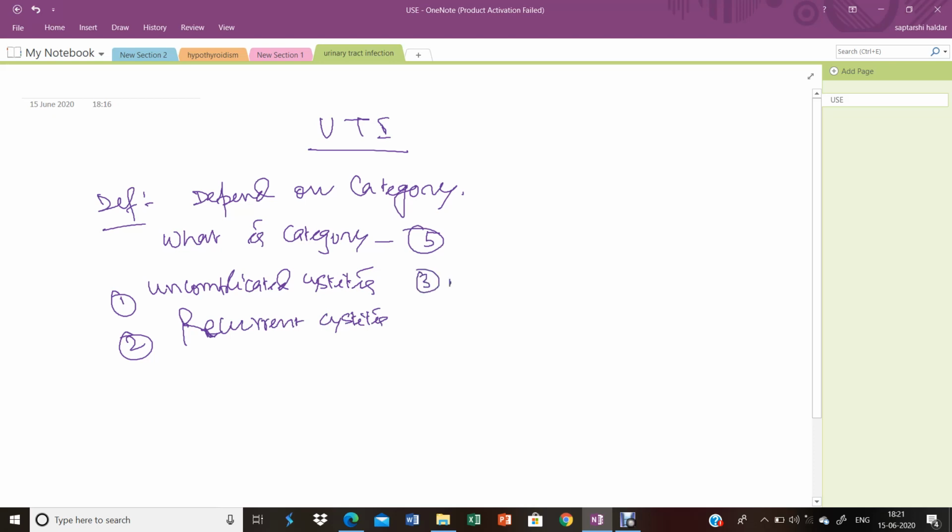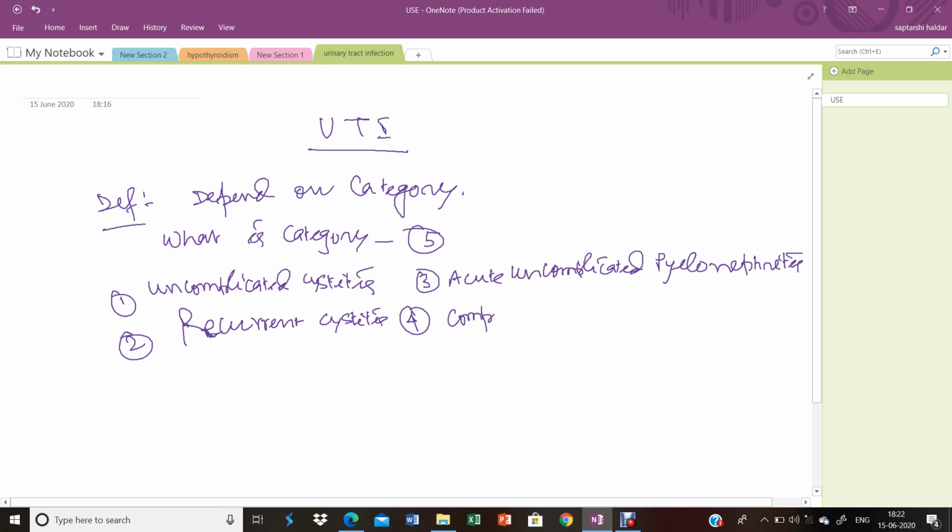Third is acute uncomplicated pyelonephritis. Fourth is complicated pyelonephritis, and fifth is asymptomatic bacteriuria.